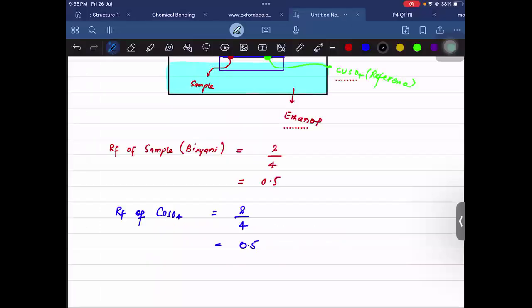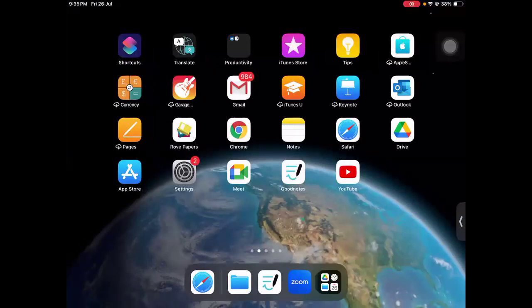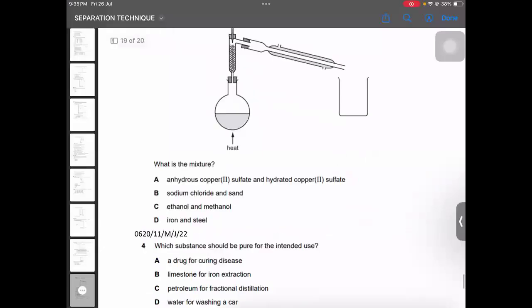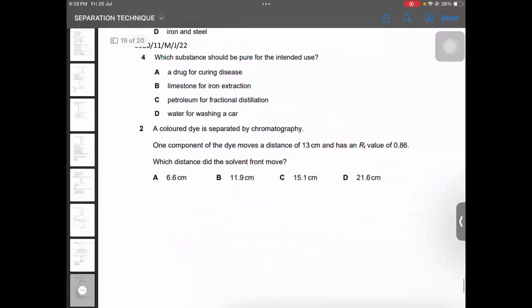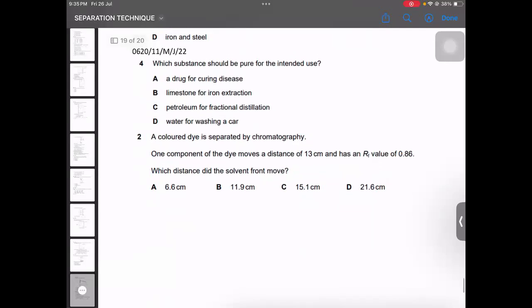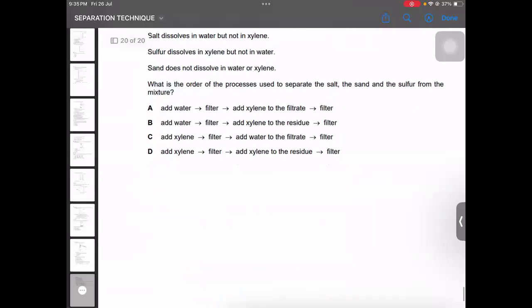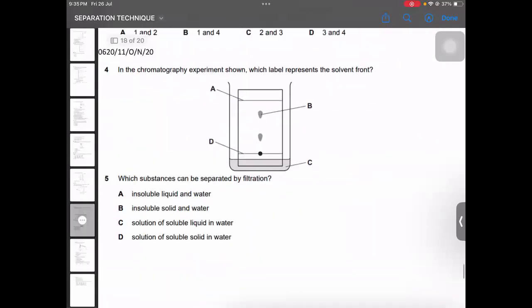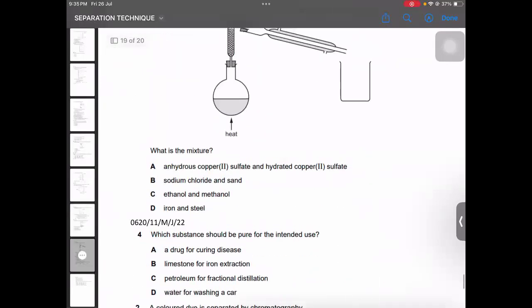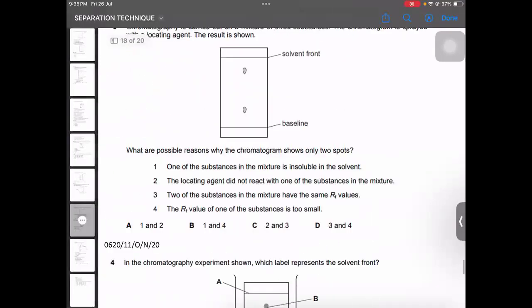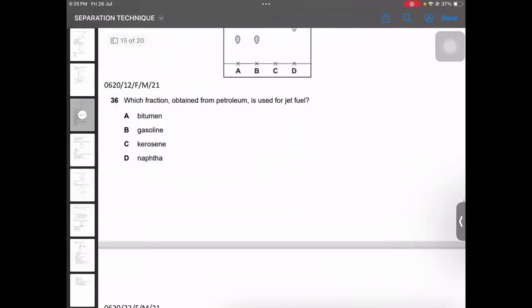Those students who have attended the classes in which we did separation technique processes are able to do these types of questions. But don't worry, you can see the whole videos that I have uploaded for all the classes we have done for the separation techniques. So the answer is A or C? The answer is C.